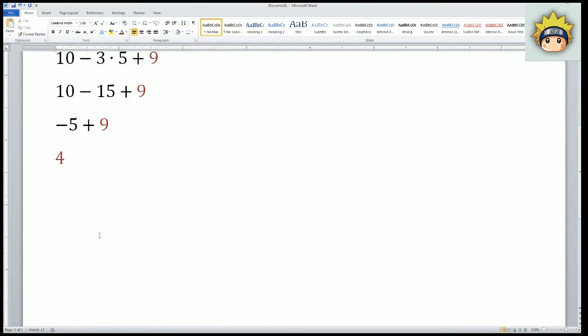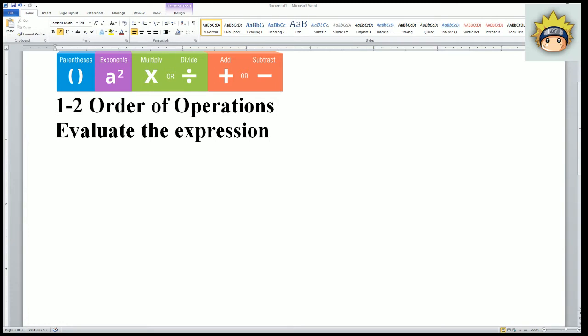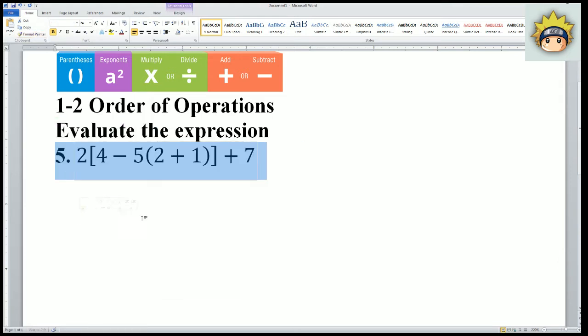Number 5. Let me just erase this here. We'll just do it step by step, okay? This is number 5 right here. Whoa, that's pretty big. Let me make this smaller font for you here. Number 5 gives us this.